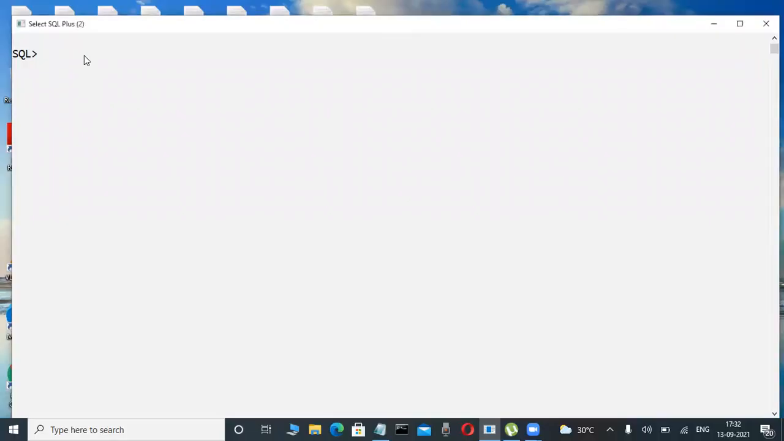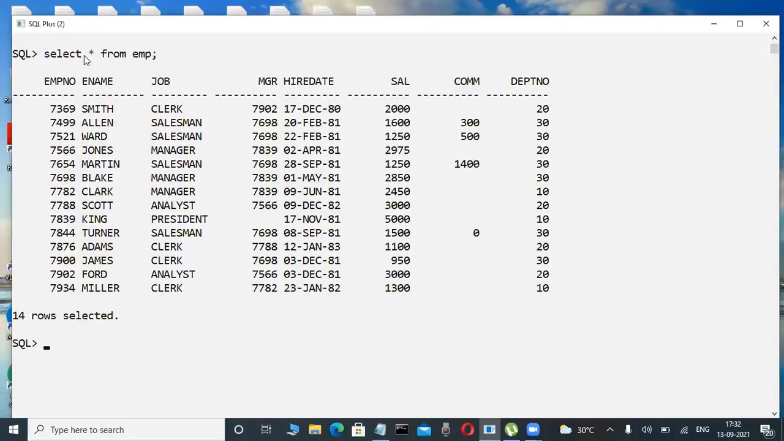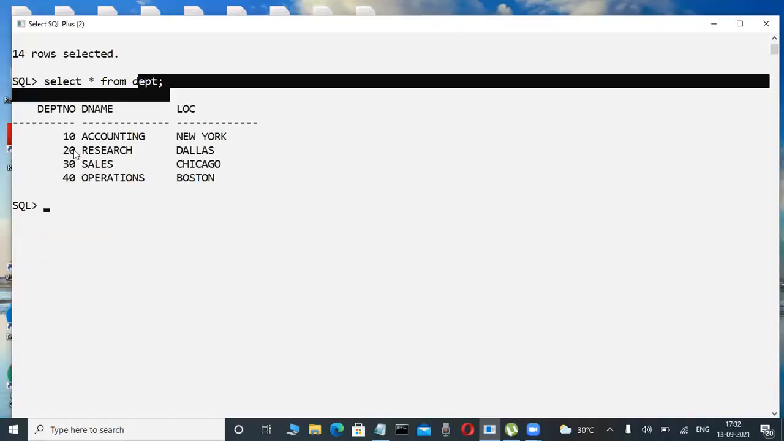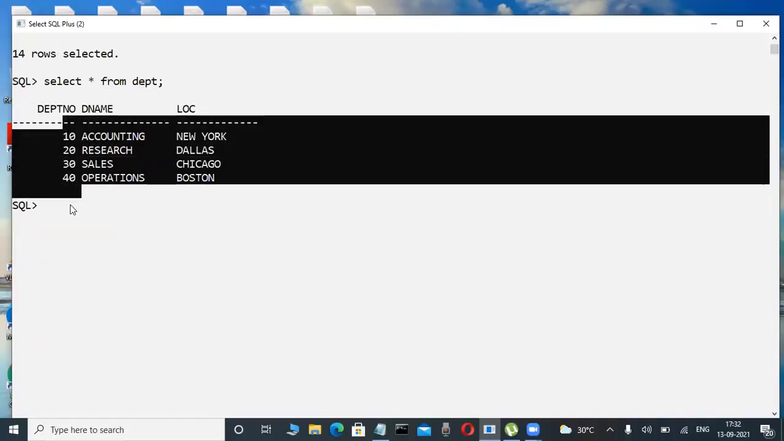Now check it out. Don't write it, this is a master table: select star from DEPT. And I am writing the EMP child table. Don't write it here, just observe. Again, here, select star from DEPT. This is the master table, and in the DEPT table, department numbers 10, 20, 30, 40 are there.